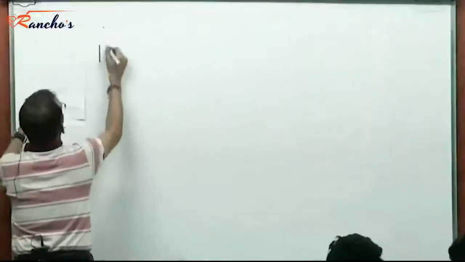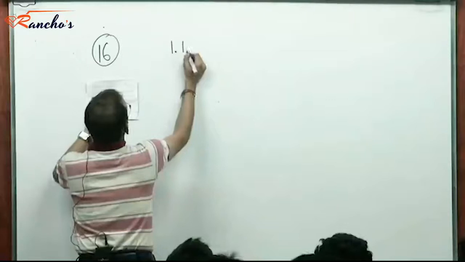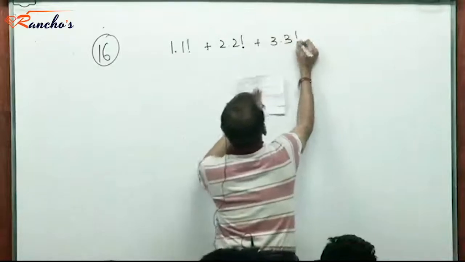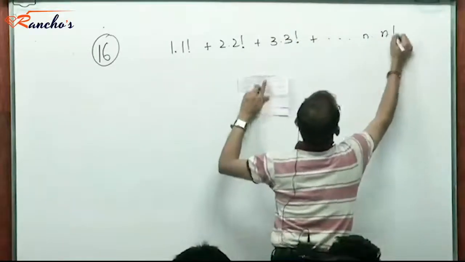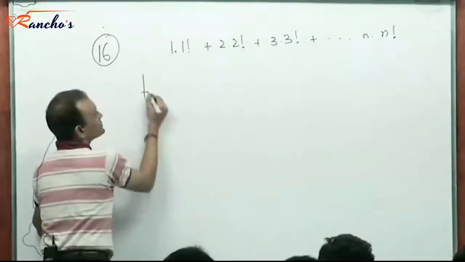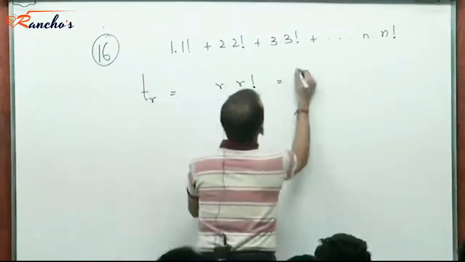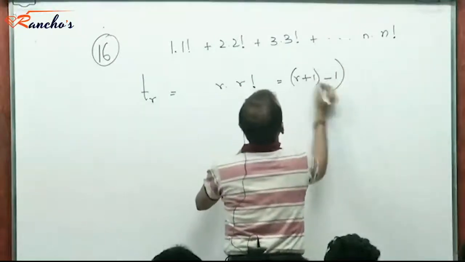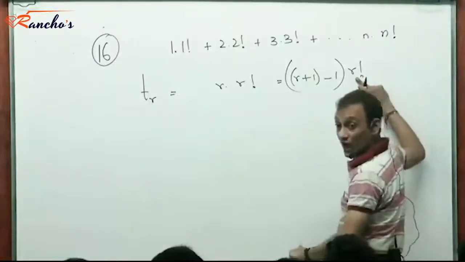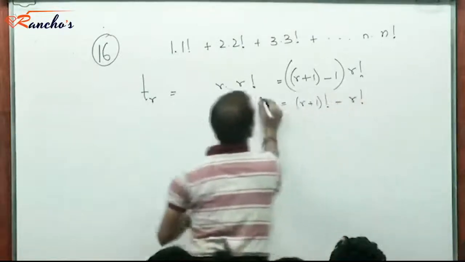16. The value of 1 into 1 factorial plus 2 into 2 factorial plus 3 into 3 factorial plus n into n factorial is what we need to find, right? So in a very general sense, the rth term of this summation is r into r factorial. So this is r plus 1 minus 1 into r factorial. And r plus 1 into r factorial is what? r plus 1 factorial. So this is r plus 1 factorial minus r factorial. That's Tr.